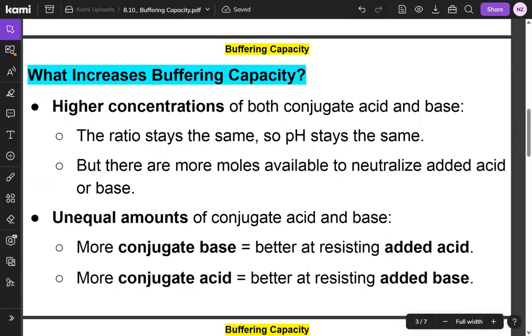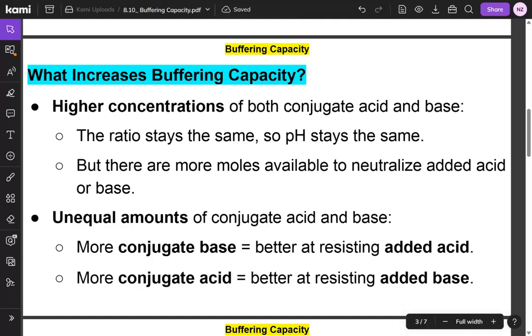Okay, so there are two ways to increase buffering capacity. Number one, higher concentrations of both the conjugate acid and base. In this scenario, the ratio is going to stay the same, so the pH is going to stay the same. We have more moles of either the acid or base available to neutralize the added acid or base.